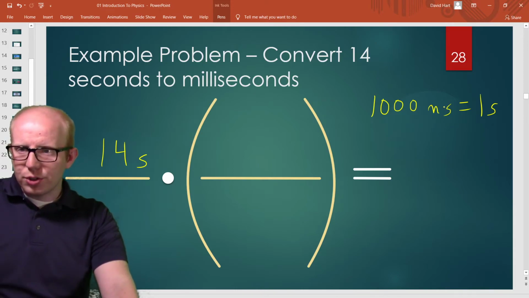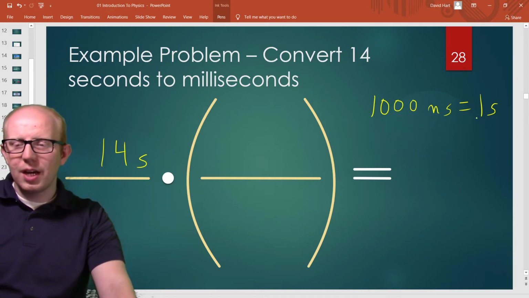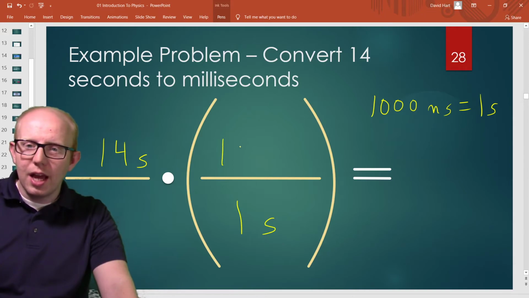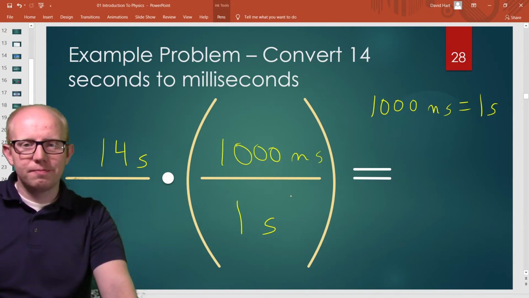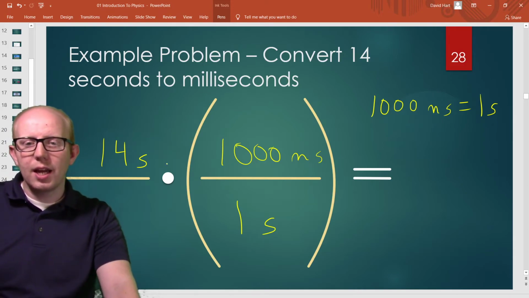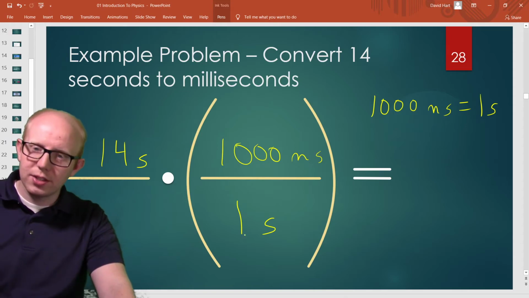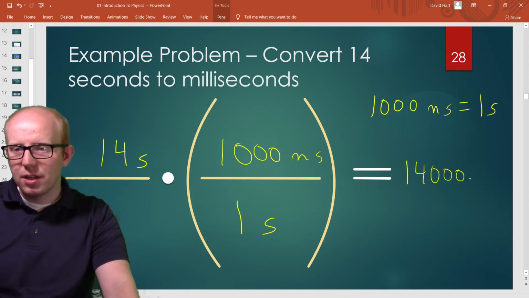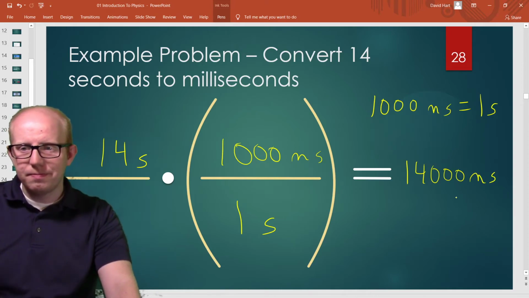So we find our conversion factor. We say, okay, I want seconds to be gone. I want to cancel out seconds. So I'm going to put the 1 second on bottom and the 1,000 milliseconds on top. Then seconds cancel out. I'm left with milliseconds. Okay, so I get 14 times 1,000 divided by 1. Well, that's going to give you 14,000 milliseconds.